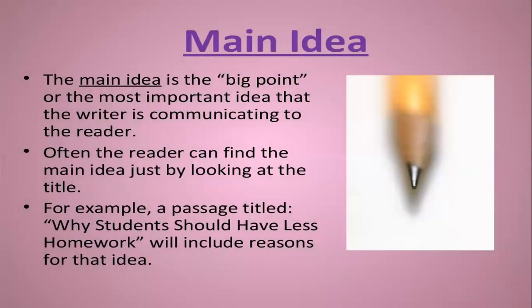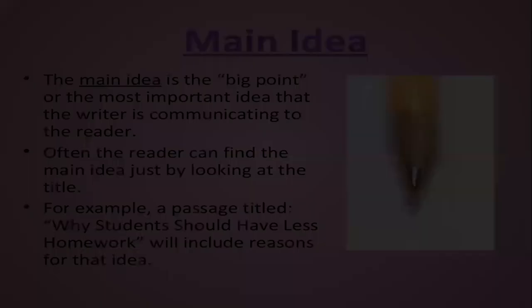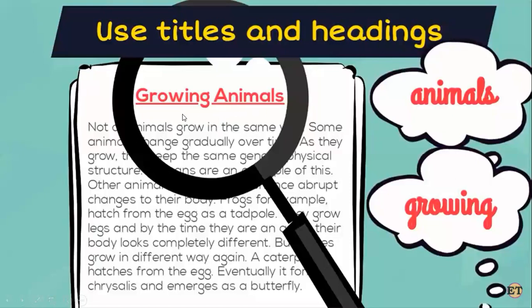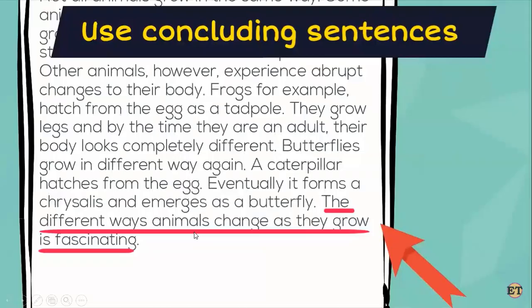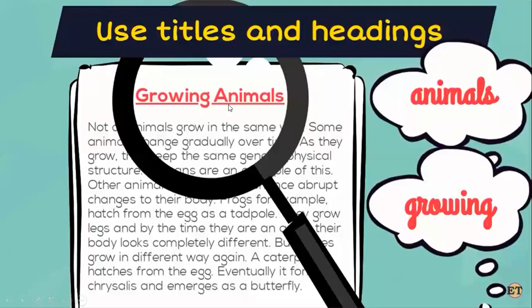The main idea is the big point of the story. It's what the story is mostly about. You can find it in many places. You can find it in the title. You can find the main idea in the topic sentence. The topic sentence is the first sentence of the paragraph. And you can find it at the end also sometimes. And sometimes you just guess the general idea from the whole text. What is the whole text talking about?